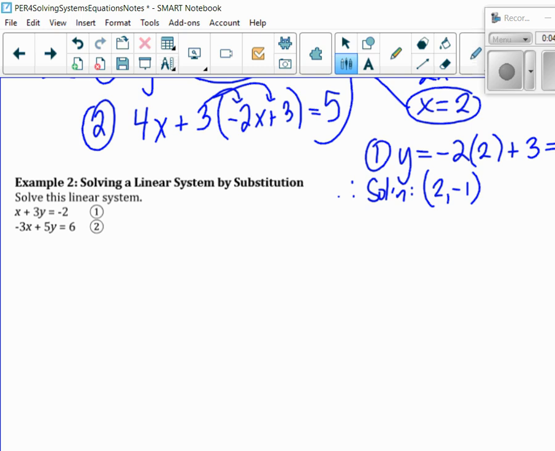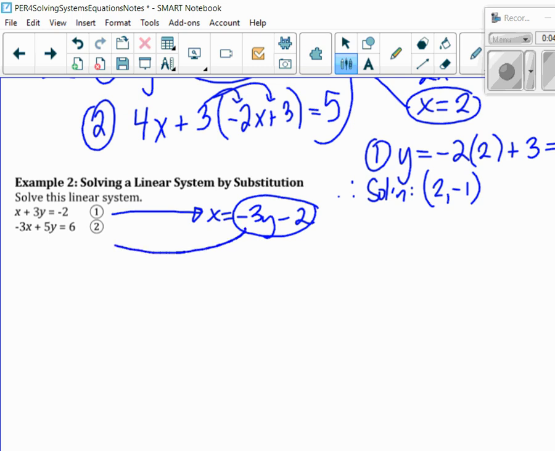Okay, in your opinion, which variable in which equation is the easiest one to solve for? X in the first one, I agree. So I know we don't usually have it in x equals form, but in this case we are. We're going to have x equals what? Yes, negative 3y minus 2. So I'm going to circle that, and what do I do with that?